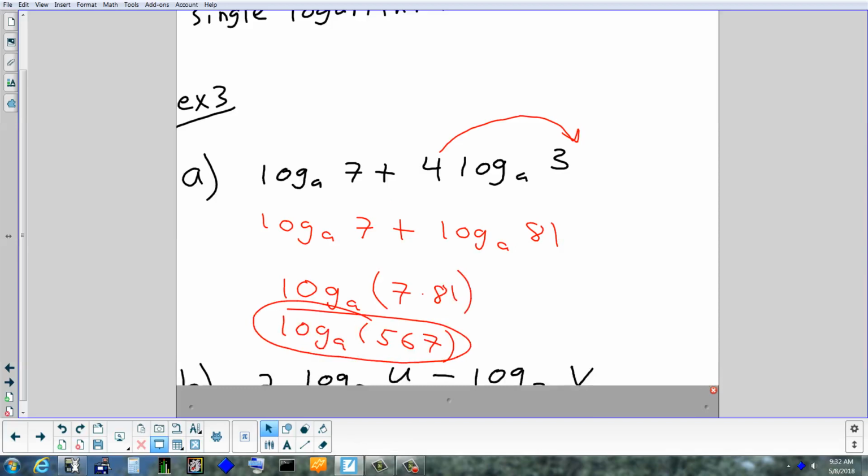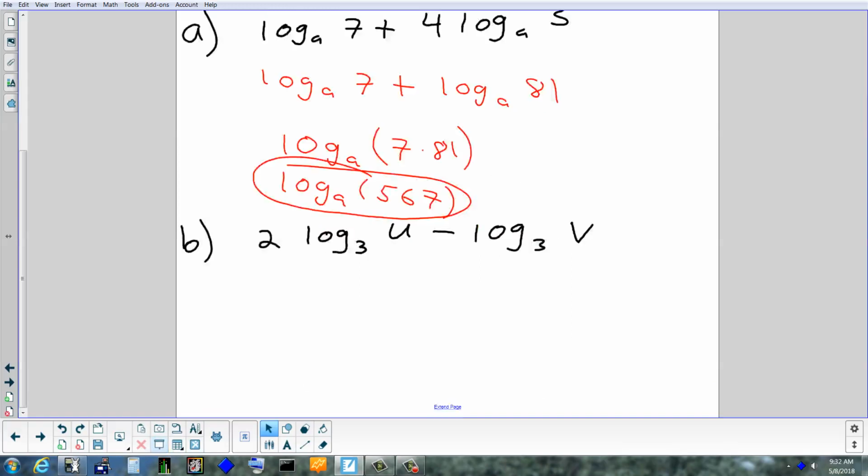I'm not going to do as many recombining, because if you can do splitting, combining is just everything in reverse. But I'll do 2 more, and then we're going to finish up with something on the calculator. Okay. Question on 3A. Let's look at this one. 2 log base 3 of u minus log base 3 v.